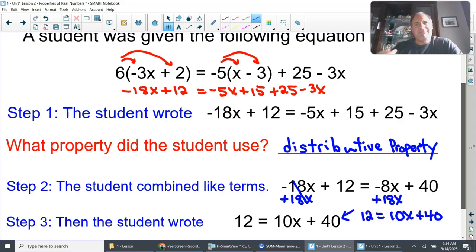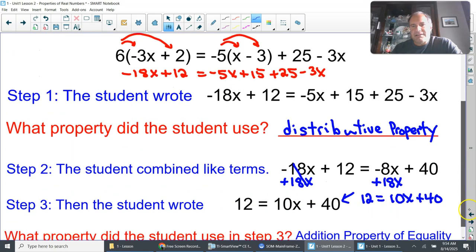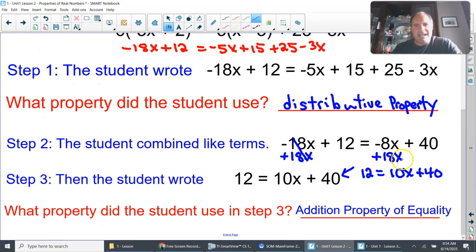That step 1, everybody got that right. Distributive property. Everybody could see that that 6 is being multiplied. Like you have to distribute 6 to the negative 3x to the 2, then negative 5 to the x to the negative 3. You just say distributive property. But the next one, when you're adding on both sides, adding that 18x on both sides, what are you doing? You are using the addition property of equality, adding on both sides. And that's it.